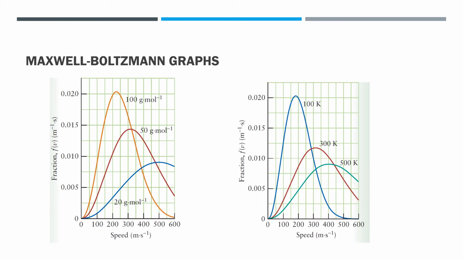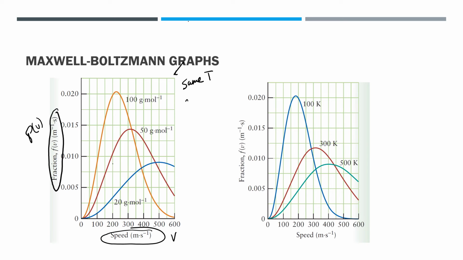Okay, so these are Maxwell-Boltzmann graphs, and this is what you've probably seen in AP Chem, right? So I just wanted to show what the equations actually look like. So this guy on your y-axis is basically your P of V, and your x-axis is basically velocity, speed. So the left graph here is same temperature, different molar masses, so heavier gas particles. The right graph is same molar mass, different temperatures.